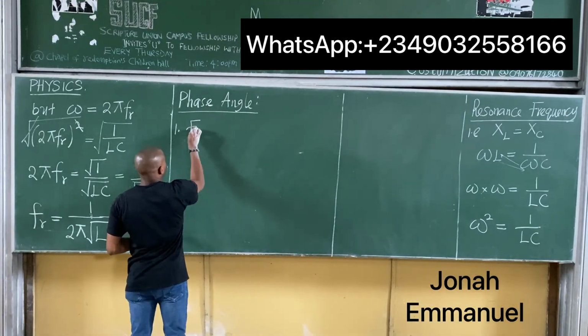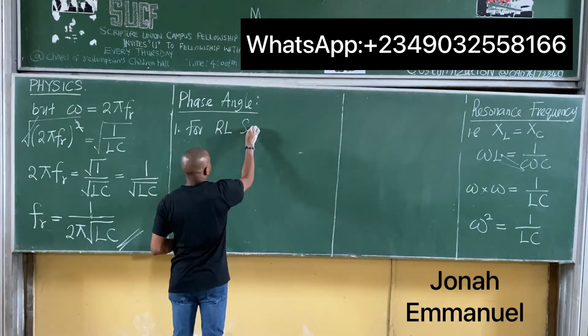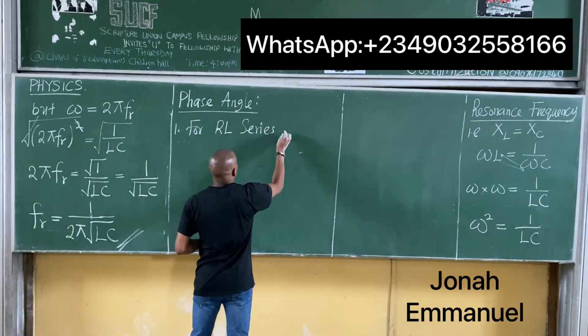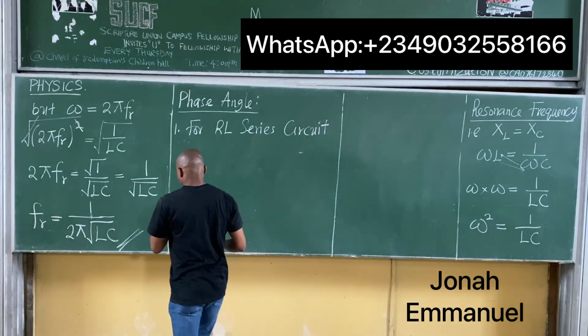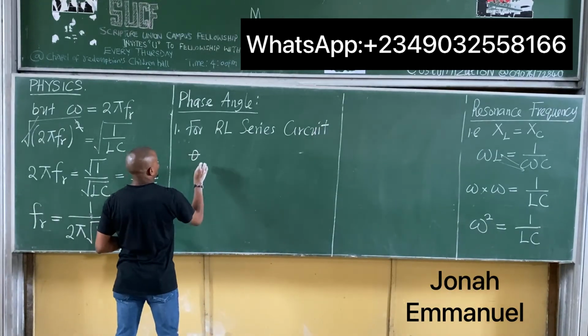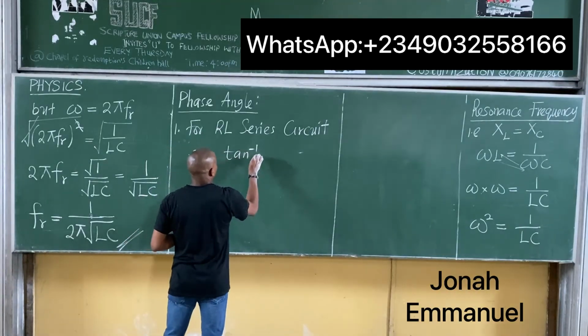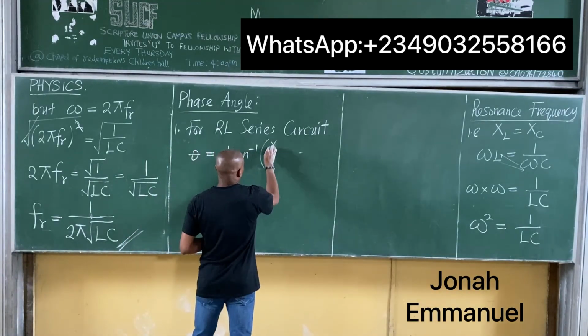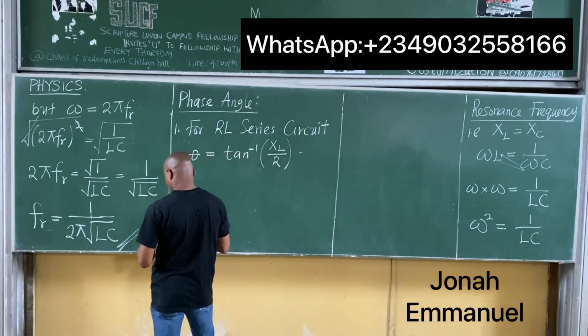For a resistor-inductor series circuit, the phase angle theta is equal to tan inverse of XL all over R.